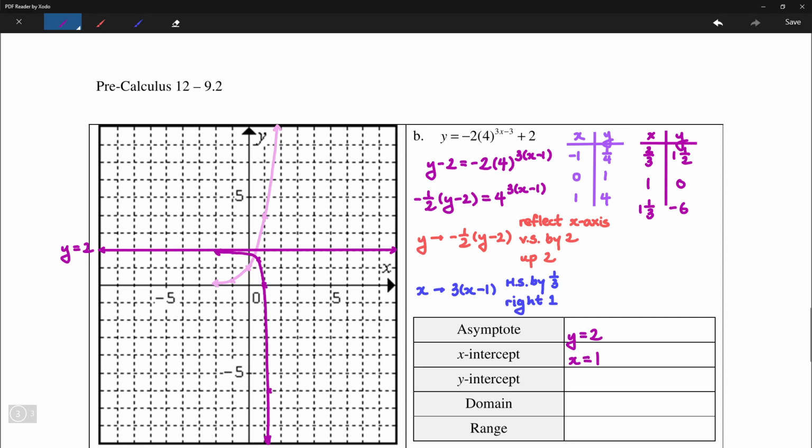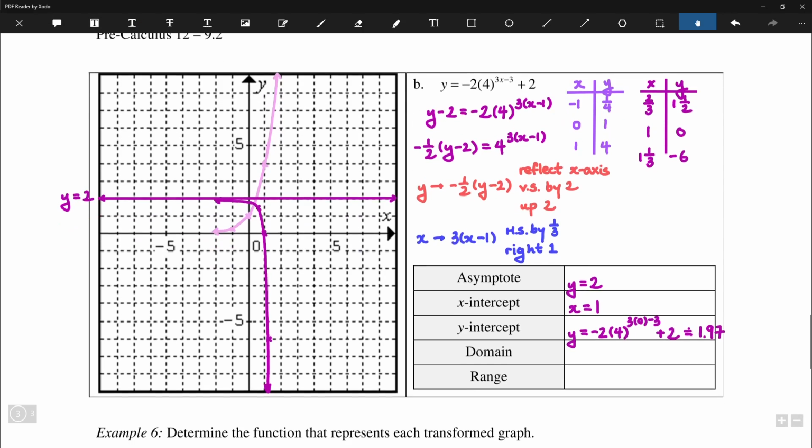The y-intercept, we have to let x equal 0 again. So that will be -2, and then 4 to the 3 times 0, sorry, minus 3, and then plus 2. And if this were evaluated, it will be approximately 1.97 using a calculator.